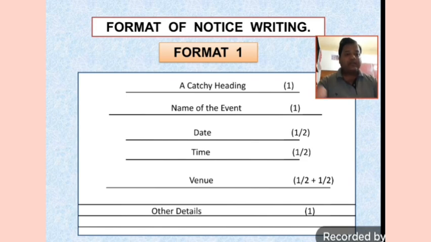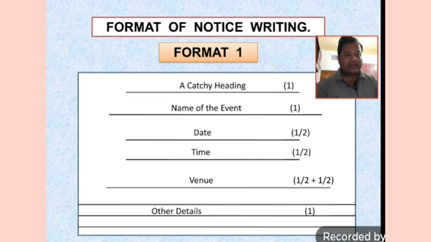See, in format 1, in the center of the page of your copy, you begin the notice with a catchy heading, which is an appealing heading to attract the attention of the readers. And this catchy heading carries 1 mark. Okay. So the catchy heading should not be out of place. It should be very much related to the topic or to the question. The catchy heading carries 1 mark.